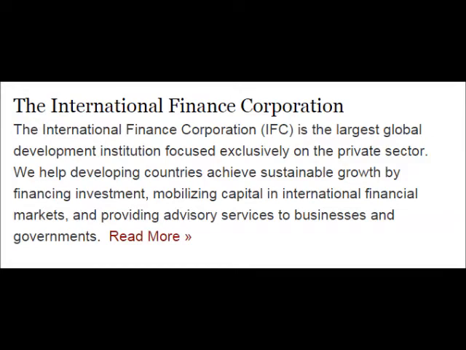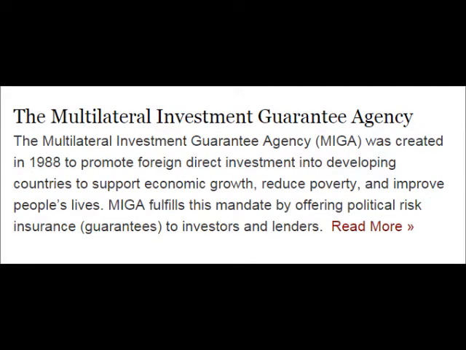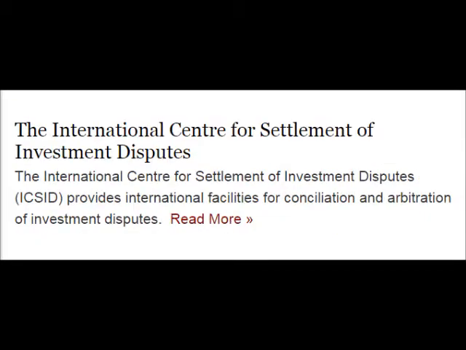Other areas include the IFC, which focuses on developing the private sector in developing countries. The MIGA focuses on supporting economic growth, reducing poverty, and improving the quality of people's lives. MIGA also offers political risk insurance to its investors and lenders. The ICSID serves as the enforcement branch of the World Bank Group, settling investment disputes.